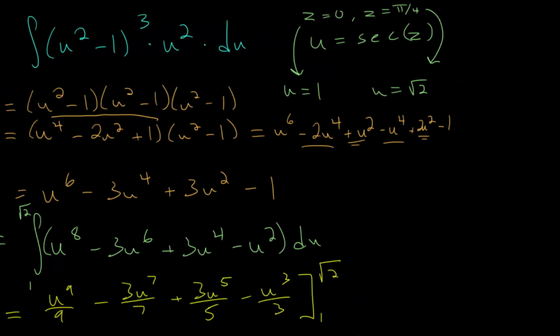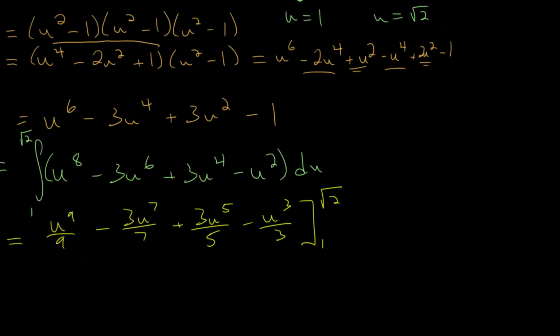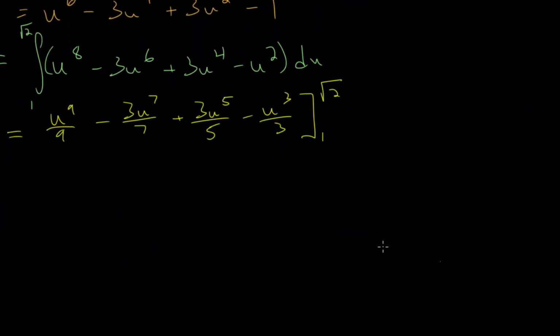So let's keep making a little bit more room. This now is a bit of algebra. We're just plugging in our numbers here. We're using the fundamental theorem of calculus. We'll evaluate it at the top bound and then subtract everything evaluated at that lower bound.